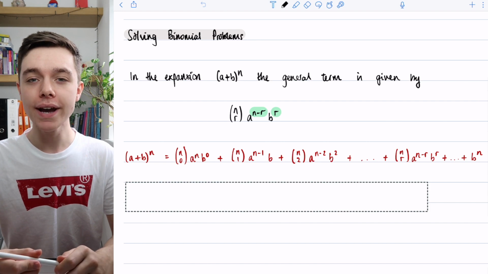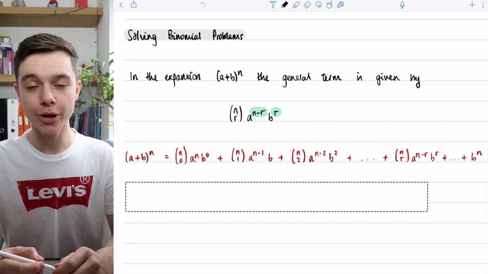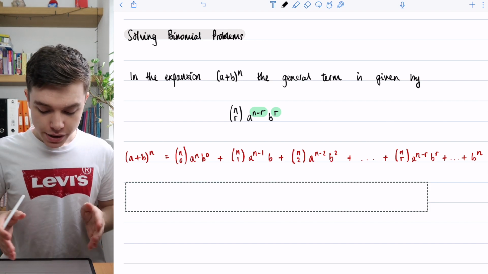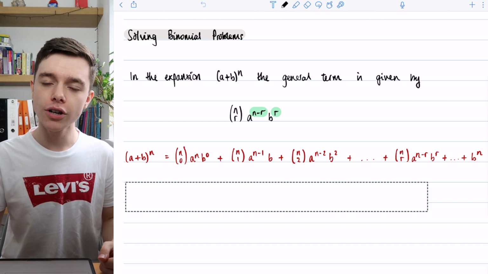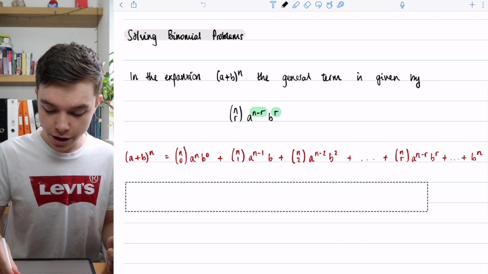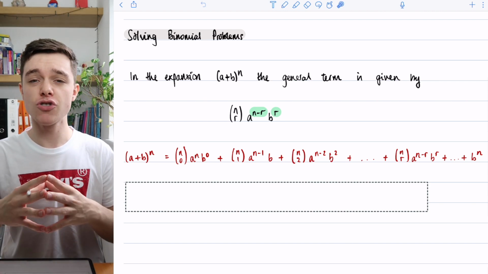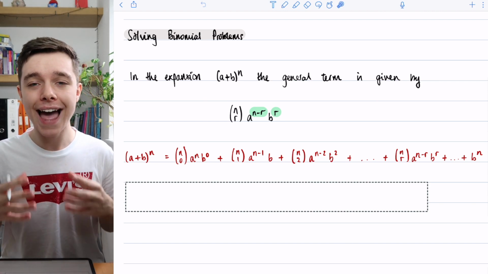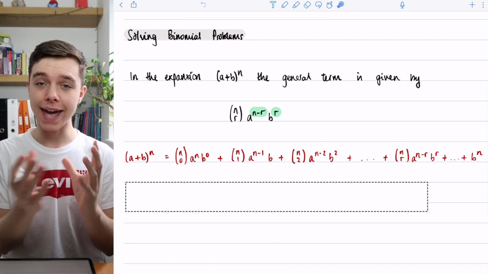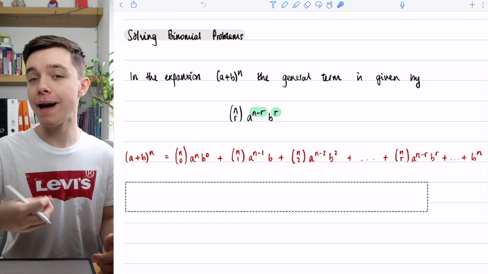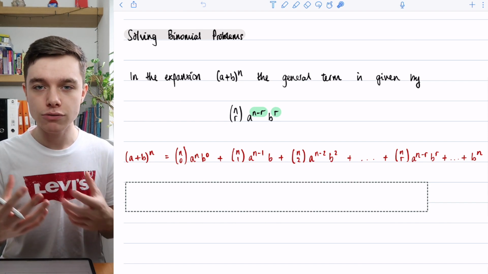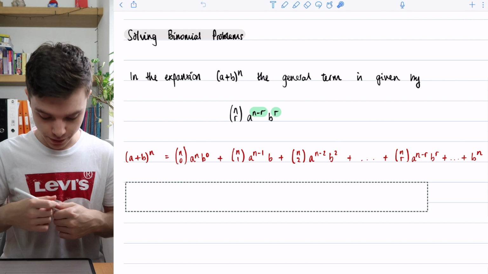In this video we're going to have a look at solving binomial problems. On the screen here I have the general term for a binomial expansion, and we had a look at that in the previous video. So the binomial expansion is just a formula, if you like, to help you expand a bracket with two terms in it that is raised to a power, and the power has to be a natural number. A natural number is a positive integer, okay?